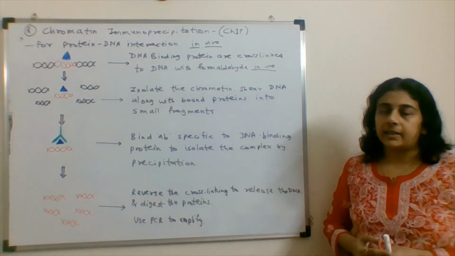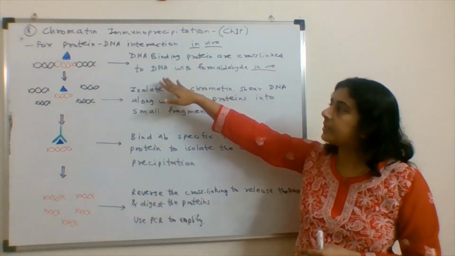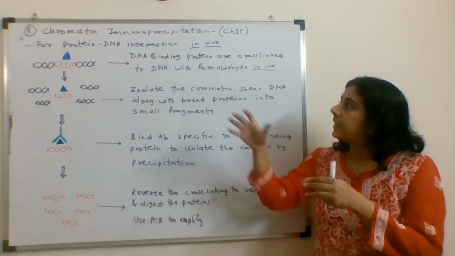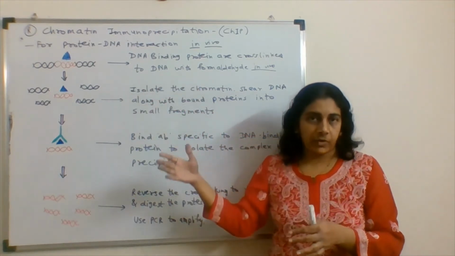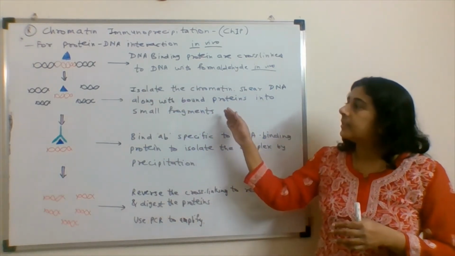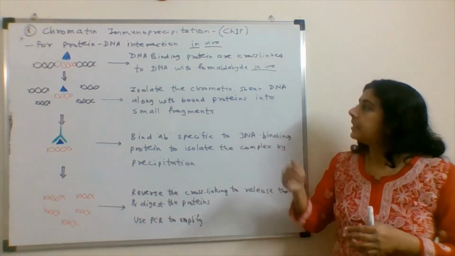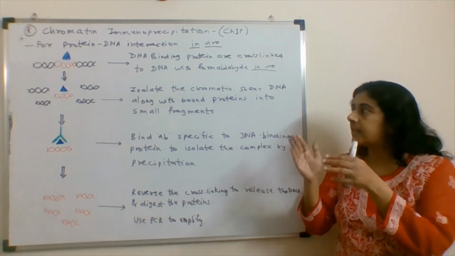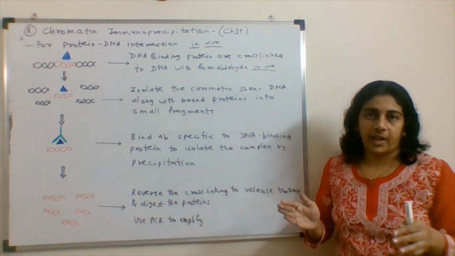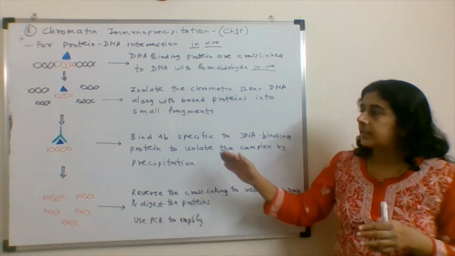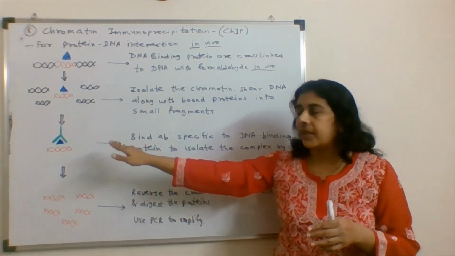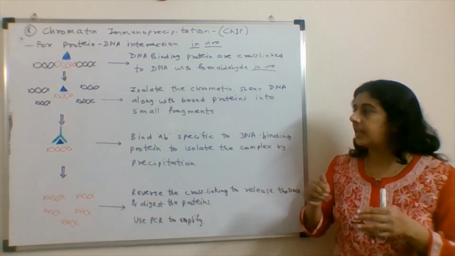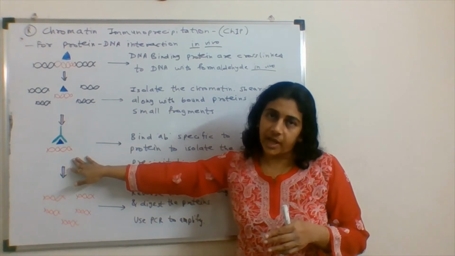Okay, now coming to the technique. What do we do in this technique? Here, first the DNA binding protein is cross-linked with the DNA. Okay, and this is done with formaldehyde, in vivo, of course. Then the DNA is isolated and digested. It is cut into small fragments. After that, the specific antibody for our protein is added to the solution so that it gets bound with the respective fragment.